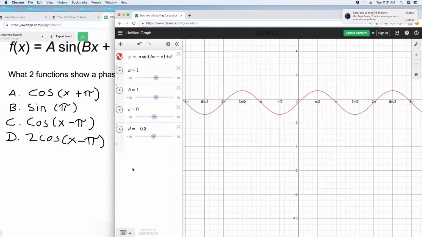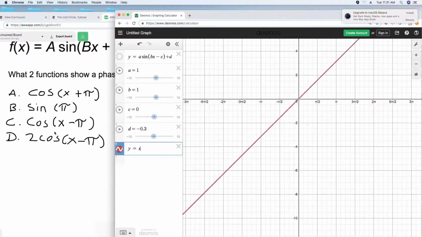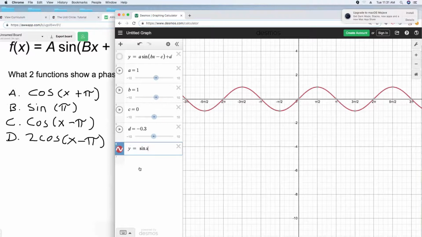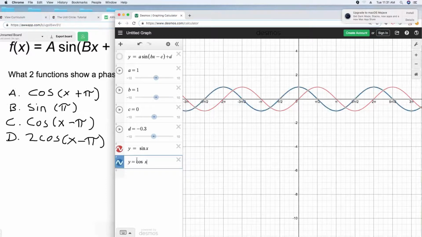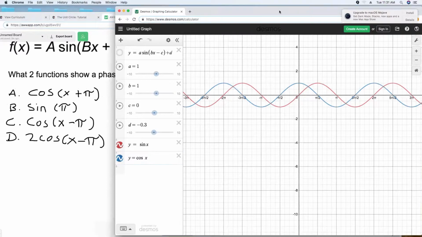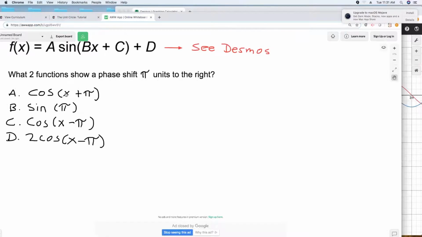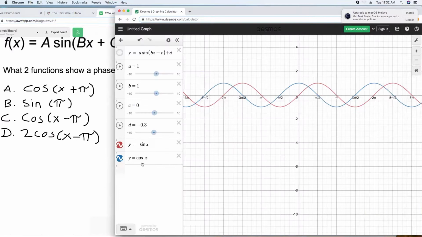Okay, now let's try to figure this out. I'm going to turn this one off. And I'm going to have my parent function. My parent function is sine x. And then I have another parent function called cosine x. And a parent function is just a function before any of those transformations. Okay, now I'm going to look at this. Cosine x plus pi. Does that indicate that you move it to the right? Now there's two ways to tell, one with the formula, but right now I'm going to just use Desmos to check. So I'm going to see.